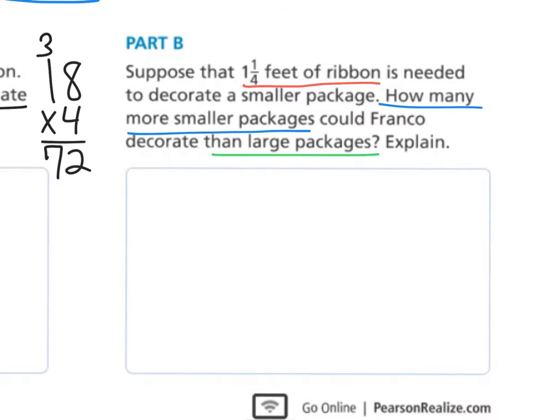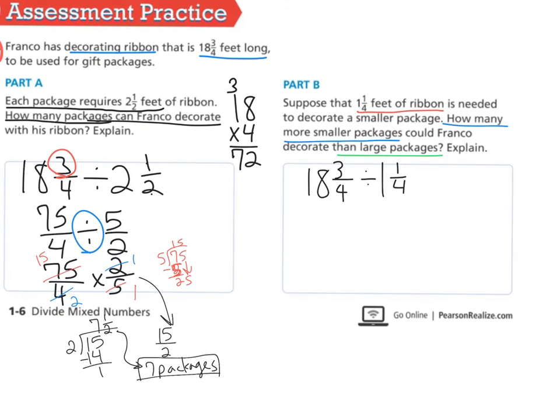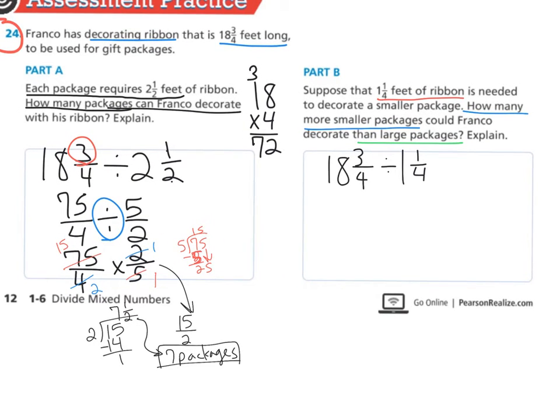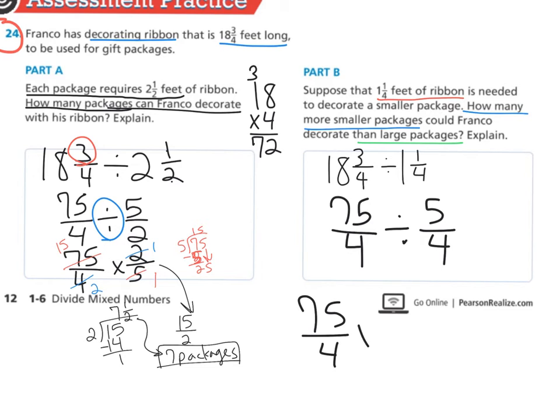So we had 18 3/4 feet. For the smaller packages, then we're going to divide that by 1 1/4. Same idea as we did before. We're going to change to improper fractions. We just did this on the previous problem, so you can double check yourself, work it out, and make sure you get the same thing. But that'll be 75/4. 1 1/4 would go to 5/4. And then we're going to keep change reciprocal.